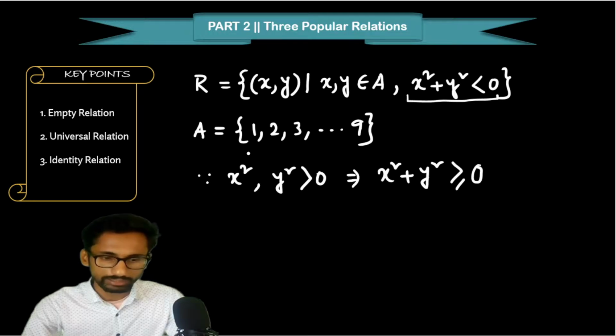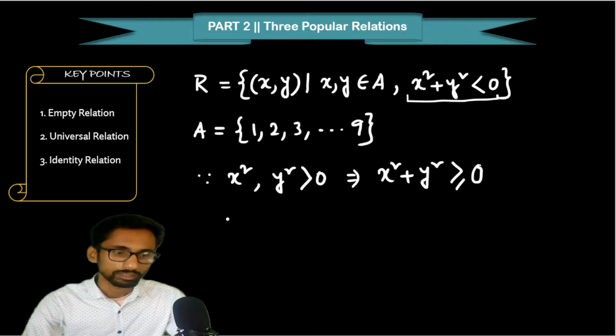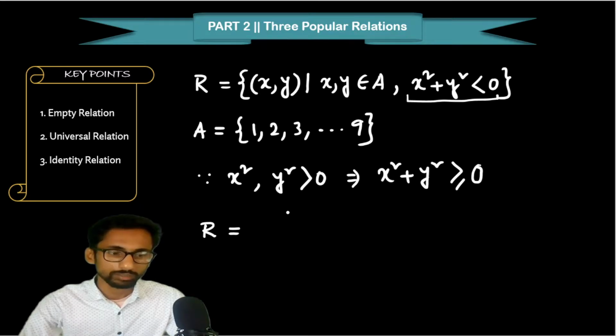If we even consider the x and y as real numbers, then also it is not possible. Only in case of imaginary numbers it is possible. So according to the given definition, there is no such ordered pair that will satisfy the definition of the relation R. That means the relation is a null set or void set, and we will call this empty relation.